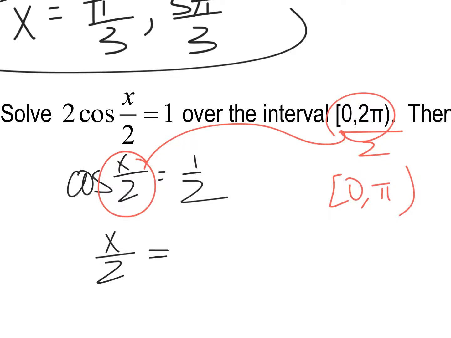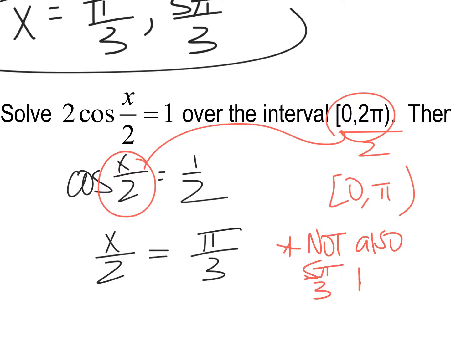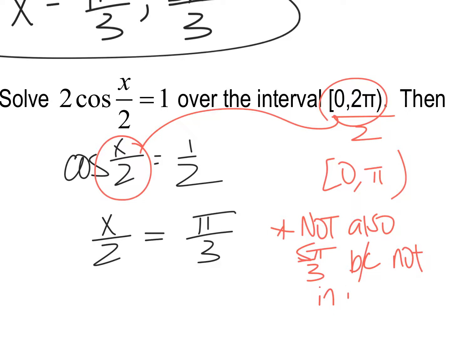So that's a 60-degree reference angle, which means pi over 3. Keep in mind the other answer for where the cosine of something equals 1/2 is 5 pi over 3. So I'm going to make a little note about that. Not also 5 pi over 3, because it's not in the interval. So my other answer for cosine does not fit in that interval, so that is why I'm not listing that as one of my answers.